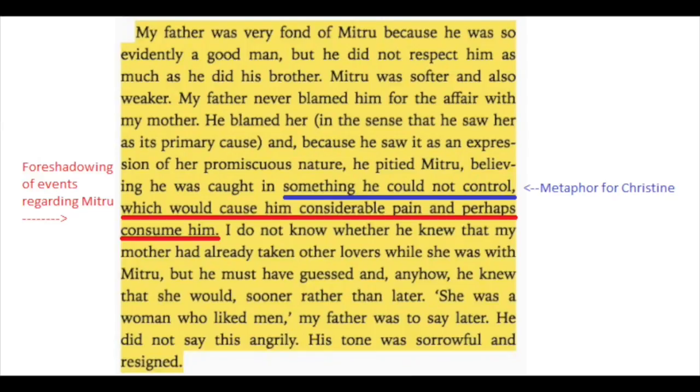Foreshadowing was also present within this extract, when Romulus believed that Mitru's involvement with Christine would cause him considerable pain and perhaps consume him. This is then backed up later in the text, when Mitru's involvement with Christine ended up leading him to committing suicide. It is through the part where Romulus hints that Mitru's involvement with Christine would perhaps consume him that readers are hinted of the events that will eventually unfold throughout the text.